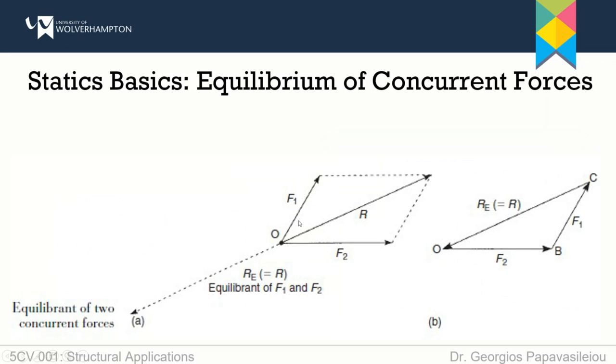Now, when it comes to equilibrium, if you have a number of forces applying at the same point, and that's why we call them concurrent forces, it is possible to calculate another force, a fictitious one, if you want, that should apply at the same point in order to make sure that this particle or perhaps a structure would be in equilibrium. We're talking about particles because we don't have any dimensions over here. To calculate this force, you need to calculate the resultant force and then draw a force with the same magnitude but the opposite direction. This force is called the equilibrant.